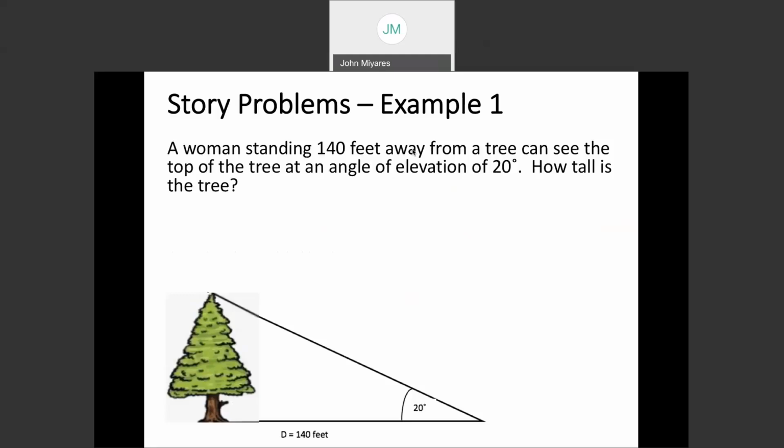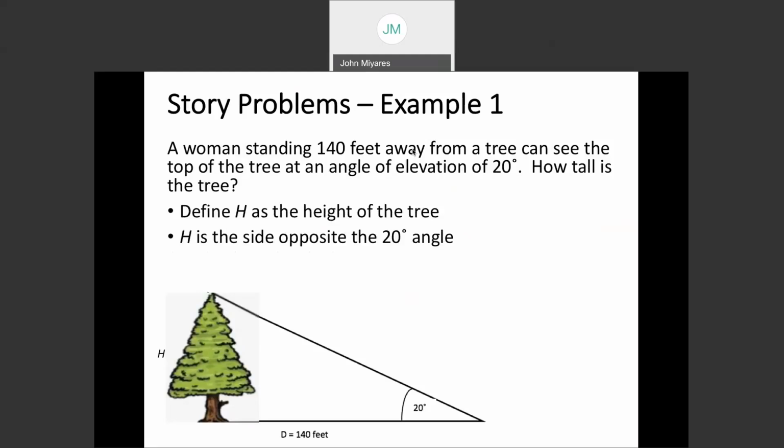All right, here's a diagram to explain the situation. I didn't draw in the woman here because, well, it was hard enough to get the clip art of the tree in here. So we have our tree. We have the woman standing 140 feet from the tree at the bottom corner of the triangle, and the angle of elevation of the top of the tree is marked as 20 degrees. We're interested in the height of the tree, which I've marked here with the letter H. The H is the opposite side relative to the 20-degree angle, and the 140-foot distance that we've labeled D is going to be the adjacent side to the 20-degree angle.